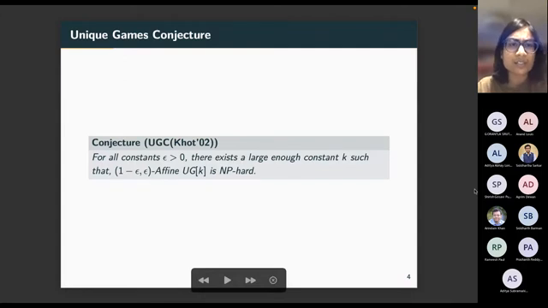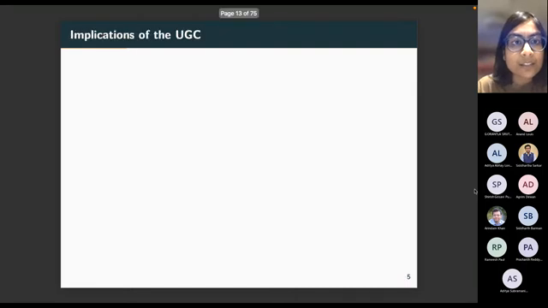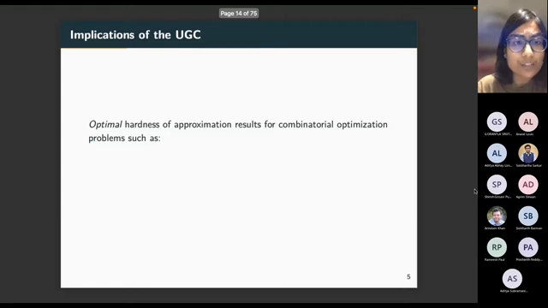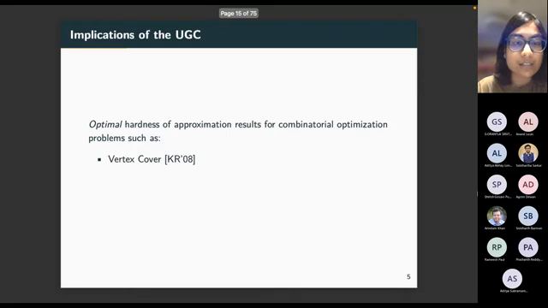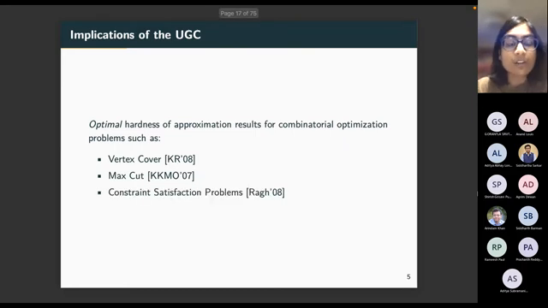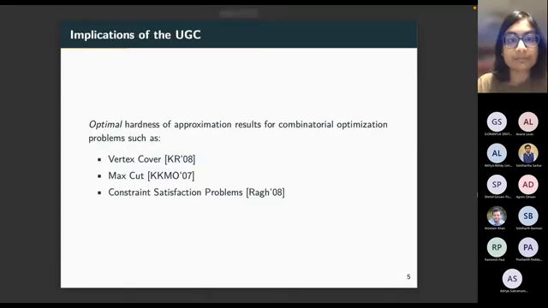So this conjecture might look a bit weird, but it turned out to have a lot of implications in hardness of approximation. In fact, it implies optimal hardness of approximation results for many problems in combinatorial optimization, such as finding a vertex cover in the graph or finding a maximum cut in the graph, and in fact, all constraint satisfaction problems. So any questions up till here?